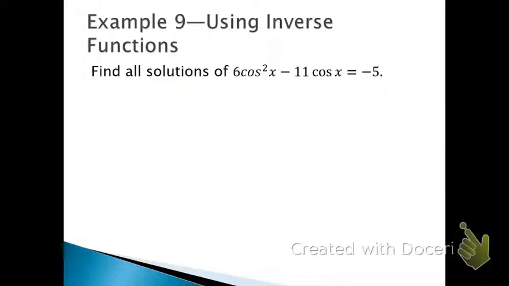Okay, example 9. We're going to use inverse functions to solve. So first, let's just find our solutions. Let's find all of them. We're not restricted, so remember that's going to be our plus 2 pi n or plus pi n, depending on what quadrants we end up with.